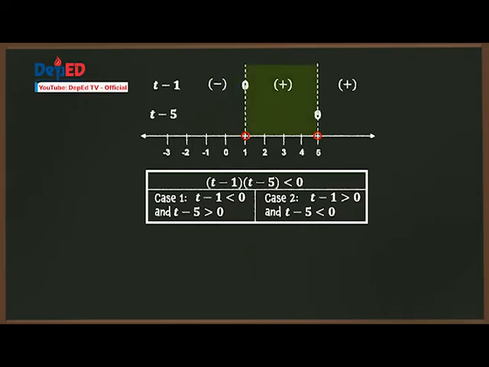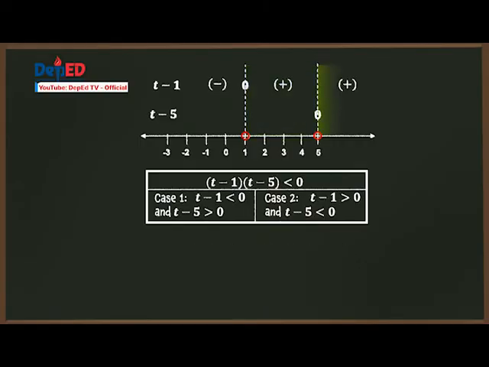In the region between 1 and 5, we may use 3 as the test value. When t is equal to 3, t minus 5 is equal to 3 minus 5, and the result here is negative 2. Hence, in this region where 1 is less than t, but t is less than 5, the value of t minus 5 is also negative.